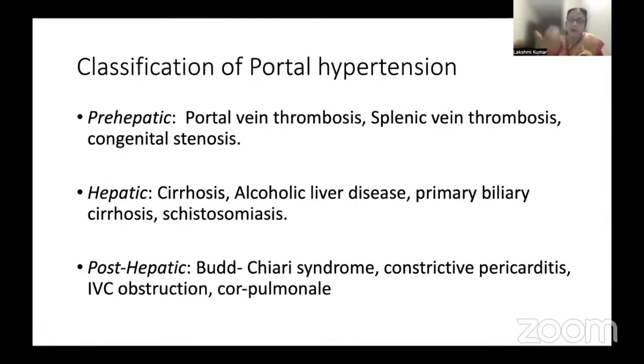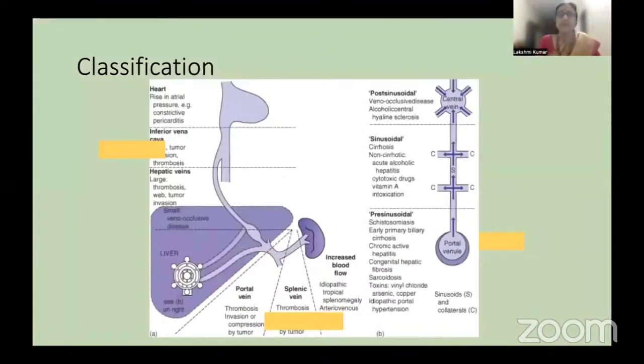Portal flows to the liver. The post-hepatic is a portion of the vena cava and the venous drainage from the liver. You can have a Budd-Chiari syndrome. You can have constrictive pericarditis that can actually result in portal hypertension. IVC obstruction and constrictive pericarditis or a cor pulmonale has also been described as one of the causes. So you have pre-hepatic at the portal vein, hepatic within the liver, post-hepatic in the venous system.